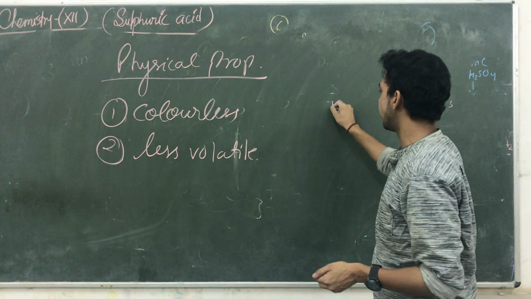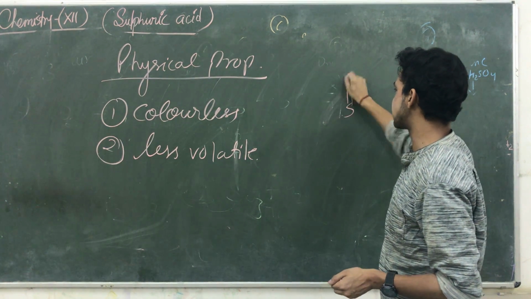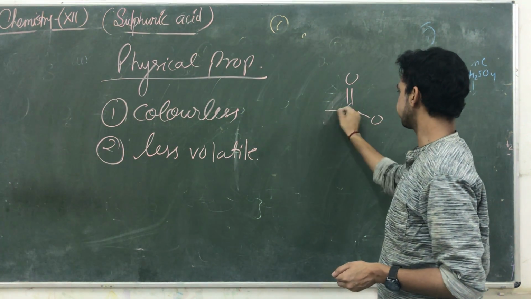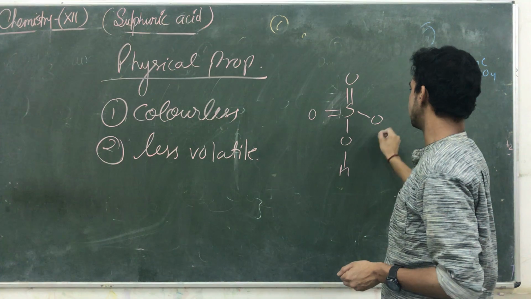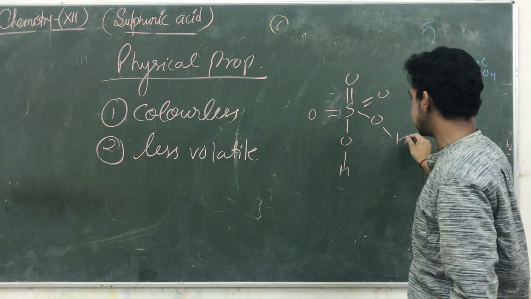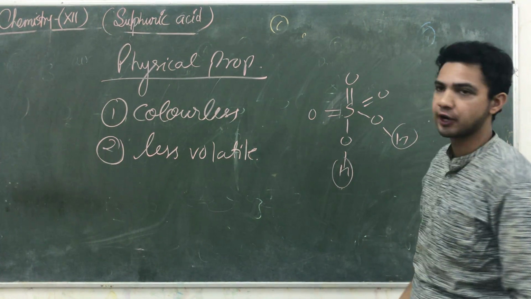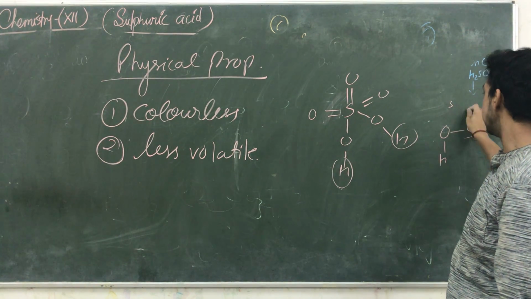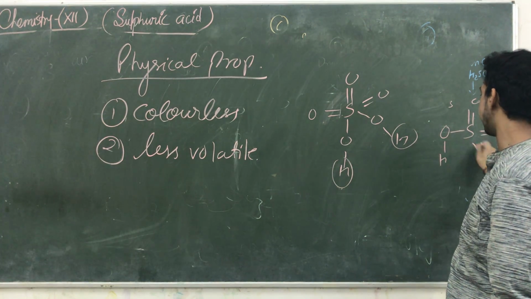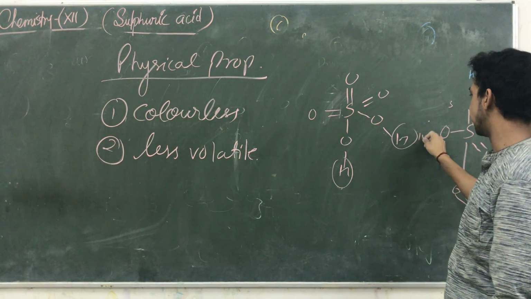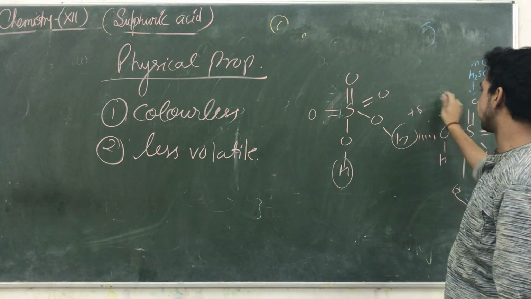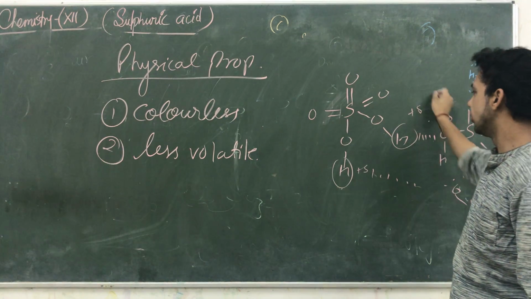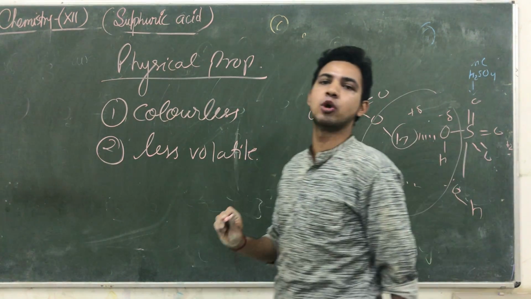Why is it not able to convert into vapor? This is sulfuric acid, H2SO4. So these two hydrogens are participating in hydrogen bonding. Sulfuric acid molecules participate in hydrogen bonding among themselves. So due to this hydrogen bonding, their bonds are very, very strong. O negative, H positive. Such kind of intermolecular hydrogen bonds are available.